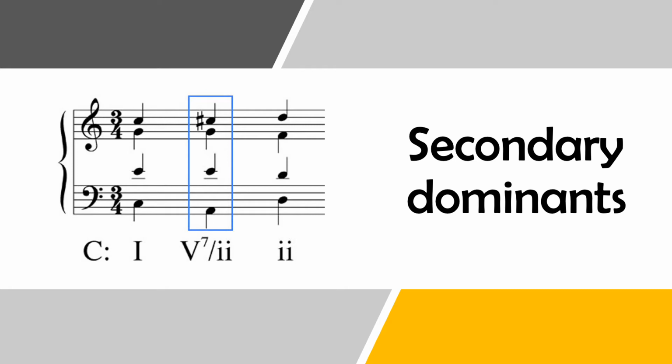Secondary dominants are chromatic chords in that they use notes from outside the key. So in this example, we're in C major, and the second chord is a secondary dominant. The C sharp does not belong in the chord of C major. So how does this work?